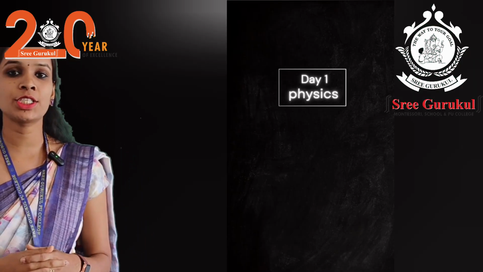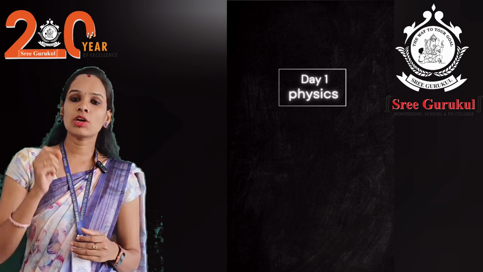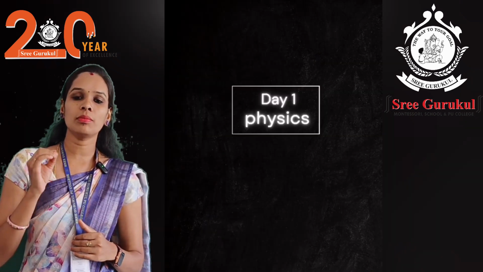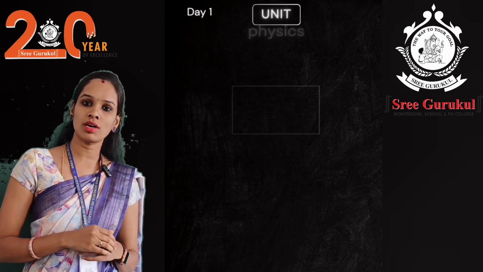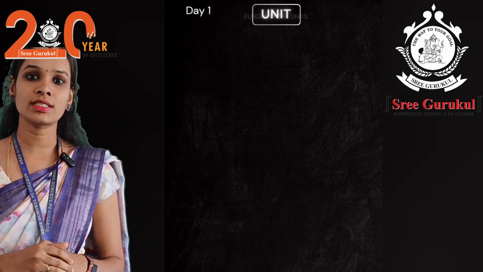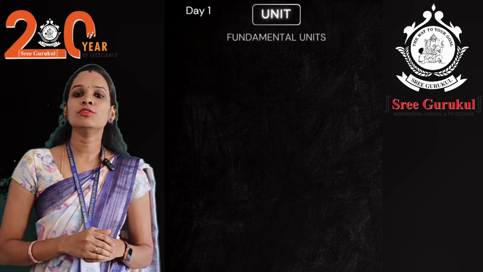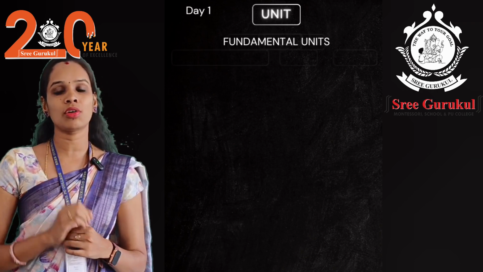Let's start today's session, that is physical quantities. What do you mean by physical quantities? The quantities in our surroundings that are measurable. So the measurable quantities are called physical quantities. All the physical quantities are measured with their units. There are two types of physical quantities. One is fundamental quantities and the next one is derived quantities.